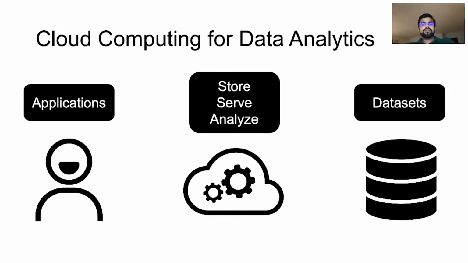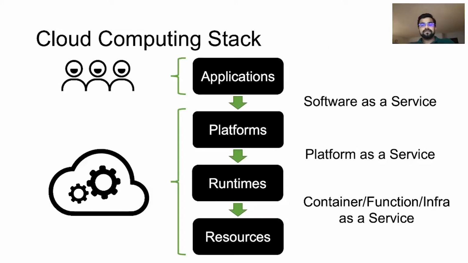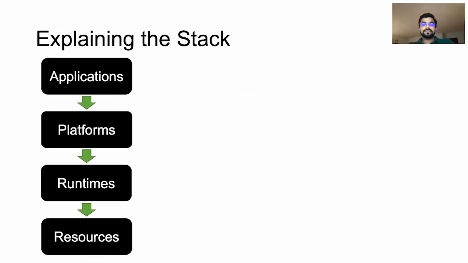This slide denotes the typical use case of cloud computing for data analytics. Applications use the cloud to store, serve, and analyze several datasets. These applications are powered by a stack of services as shown in this figure. At the top of the stack, we have apps that want to crunch some data in the cloud. Below the application layer, we have several layers comprising the platform layer, the runtime layer, and the resources layer that are packaged as different service offerings that power these applications.